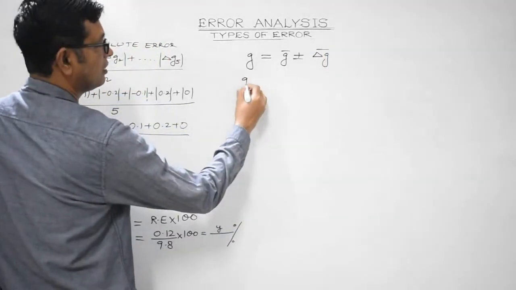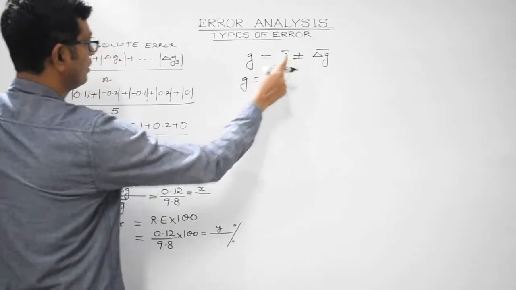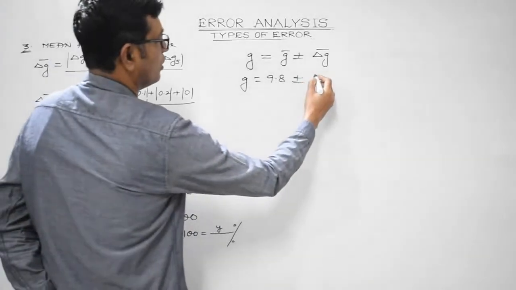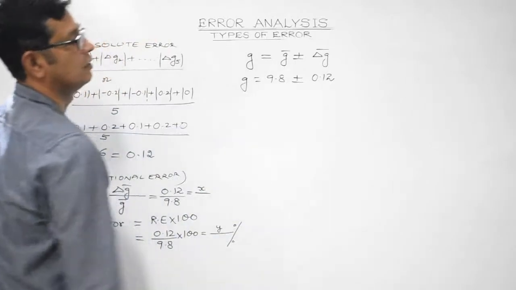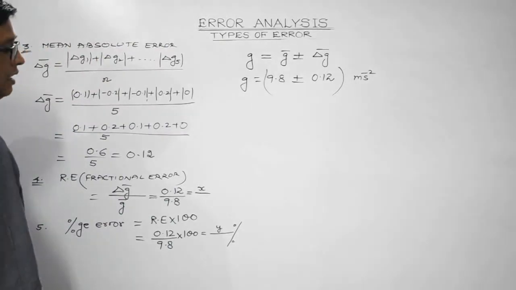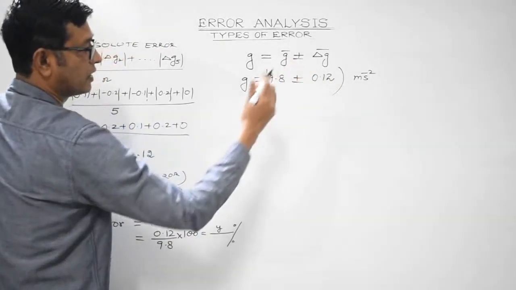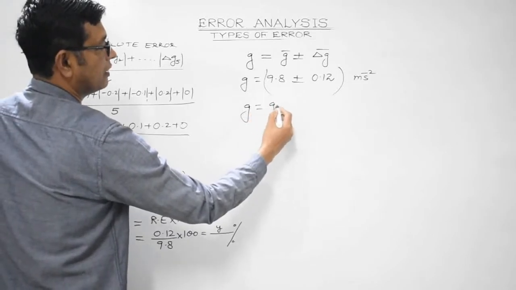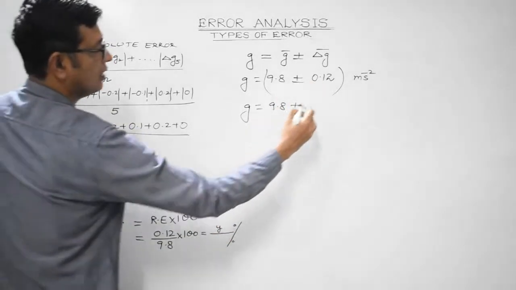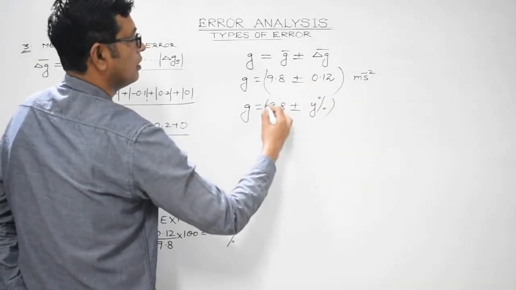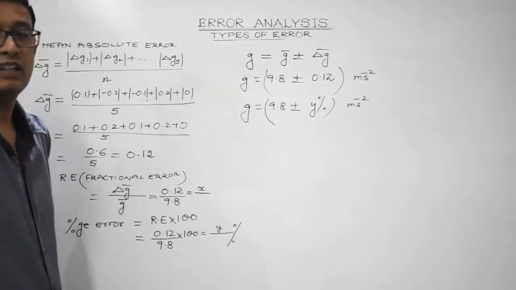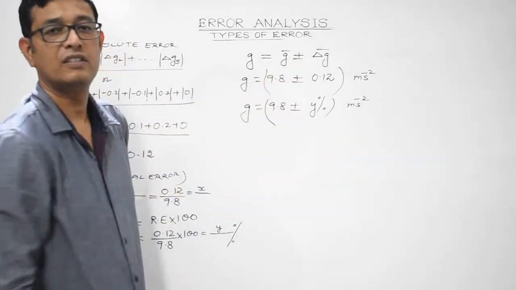So how to express the result? It would be 9.8, this was the true value of acceleration due to gravity, plus minus the mean absolute error, that is 0.12, and units would be meter per second square. And if you wish to write it in form of percentage error, then it will be 9.8 plus minus, this is the mean absolute error divided by the true value multiplied by 100, which we get y. From this, you can substitute the value of percentage error over here, right? So this is the proper way of writing it.